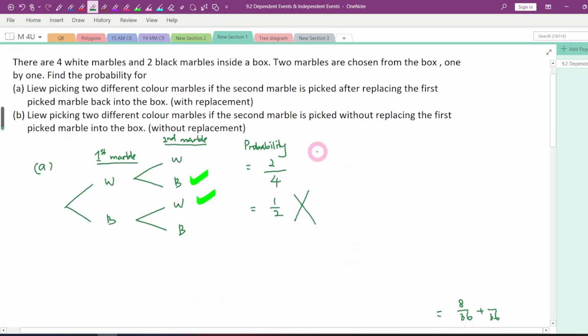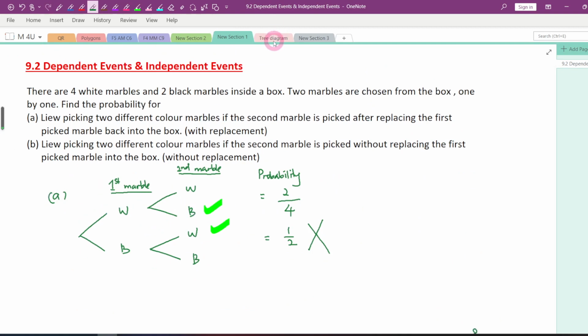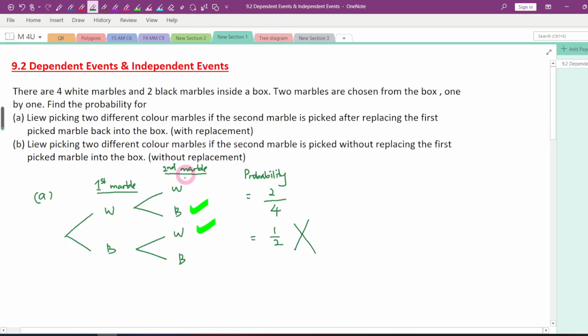Okay, now. But we actually can use this tree diagram. Later on I will show you if you want to use this tree diagram. If you don't want to draw this, we still can solve it, but the way we get the answer is slightly different. Now, there are total 6 marbles inside the box, right? So I'm going to draw 6 vertical lines. Let me draw 6 vertical lines to represent 6 possibilities.